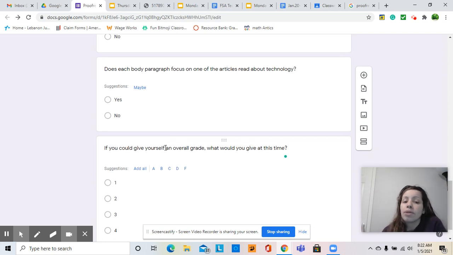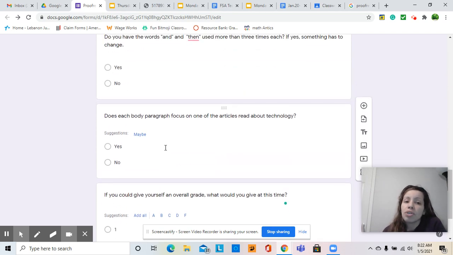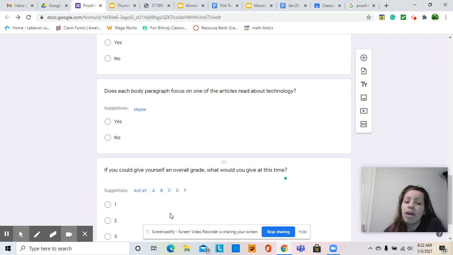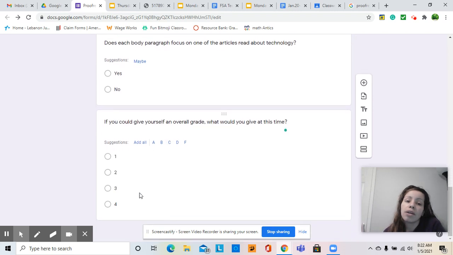And then you have to rate yourself after you've answered yes to all of these. Then you have to rate yourself and you give yourself an overall grade. Be honest, no one's going to see it except for me or Miss Johnson. So, what is it that you'll see? Has your grade a 1? Do you think that your writing deserves a 1, a 2, a 3, or a 4?